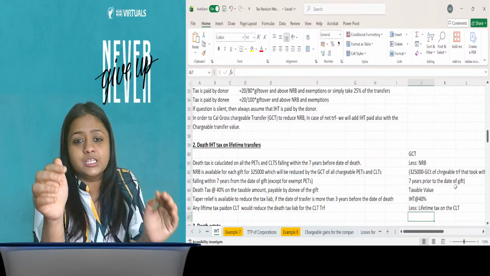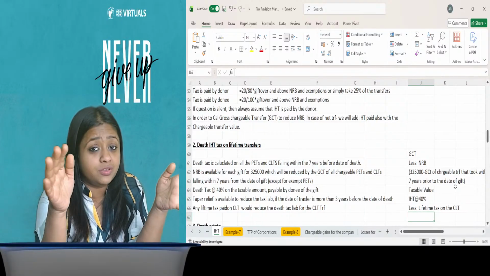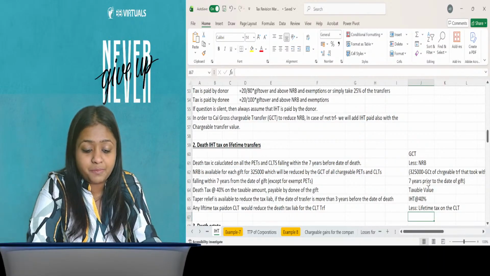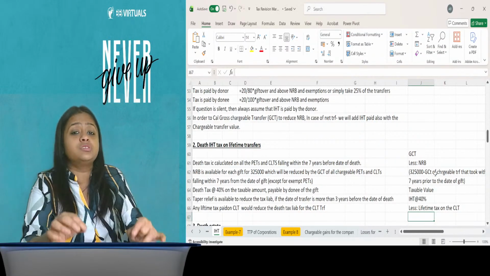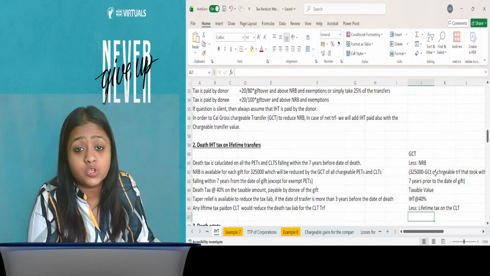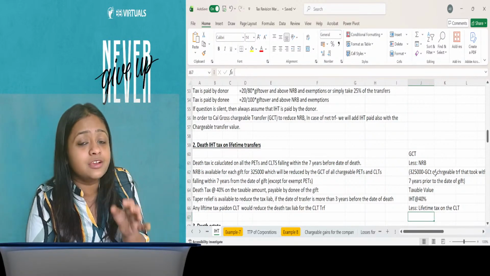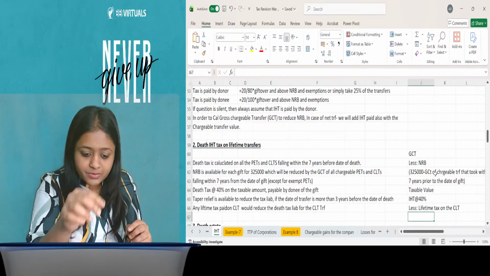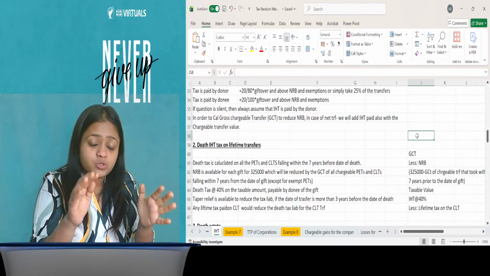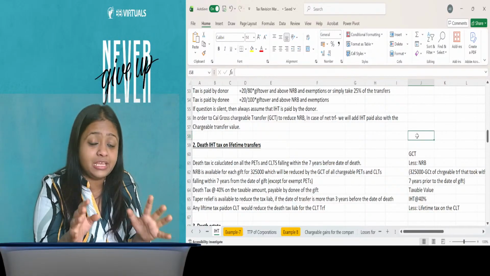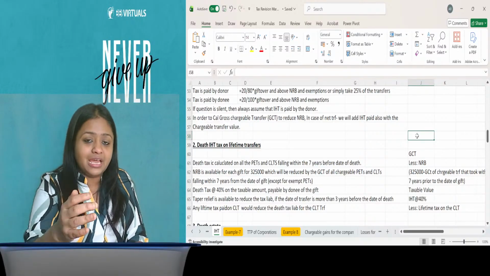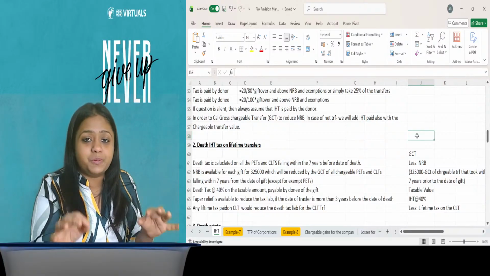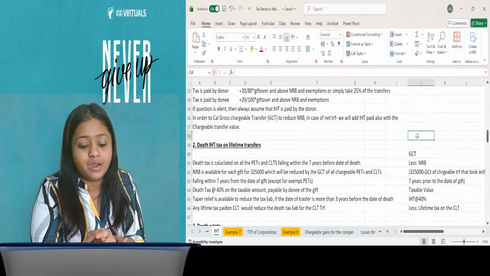And if that PET transfer is falling in the 7-year period prior to the date of death, then it becomes a chargeable transfer. So from NRB, when I reduce the GCT, I will reduce the GCT of that PET transfer also that took place in 7 years prior to the date of death. Clear? Once it took place in 7 years prior to the date of death, it becomes a chargeable transfer. And that chargeable transfer will reduce NRB if it is falling in 7 years prior to the date of gift. Very important to understand this.